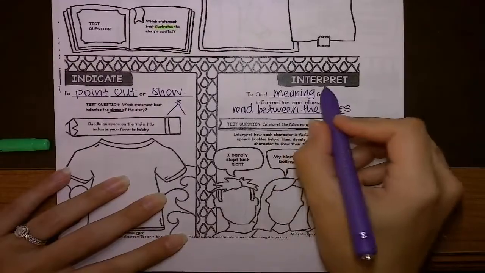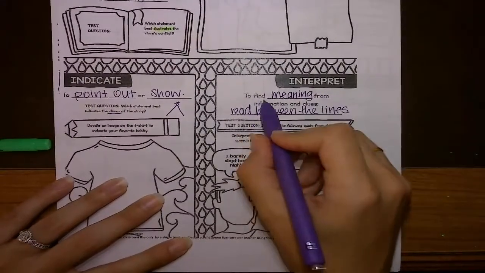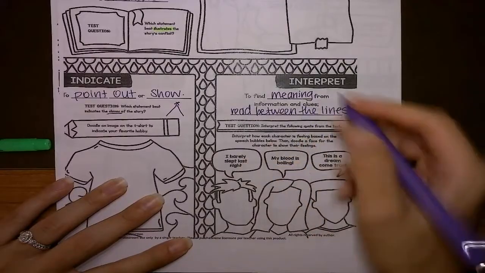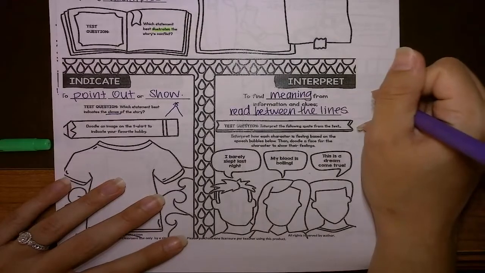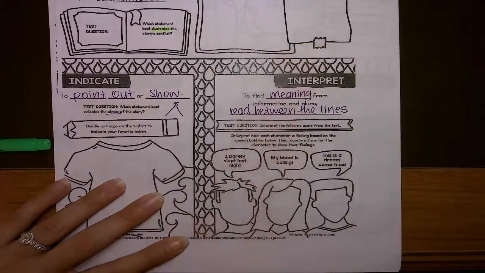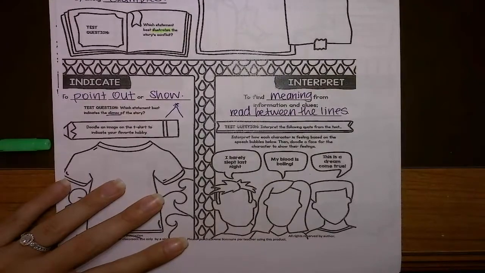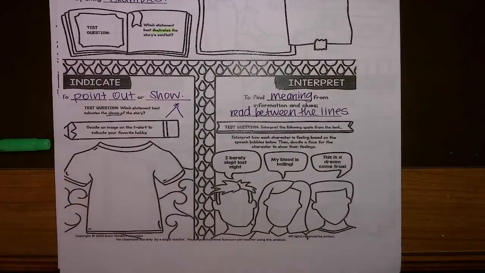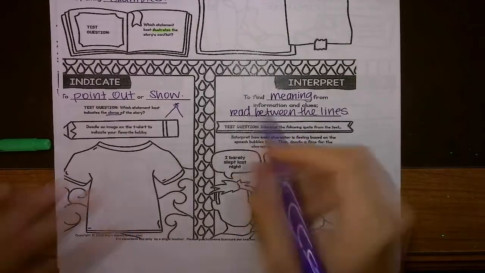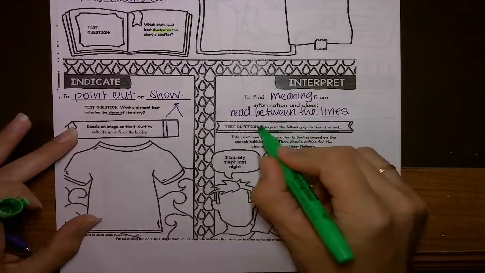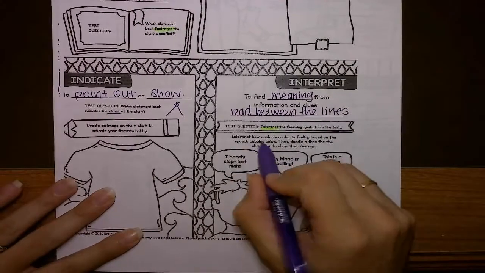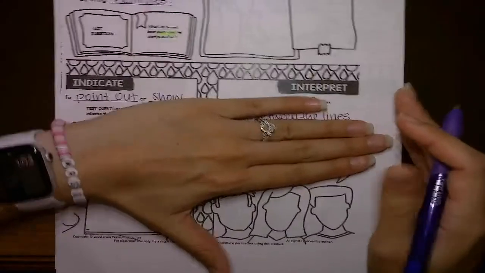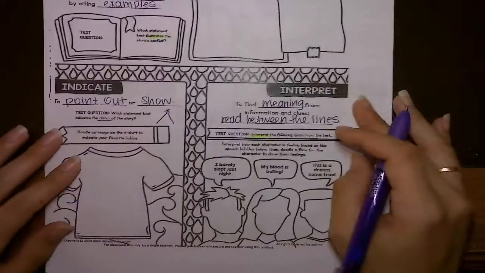Okay. Interpret, which is a great word to remember, means to find meaning from information and clues, reading between the lines, kind of on an inferencing route. So if you're interpreting something, you're going way deeper than just going, okay, this is green grass. You'd be looking right into detail of the grass. Test question: interpret the following quote from the text. So they'll say, you need to tell us or describe to us all the things about this quote.